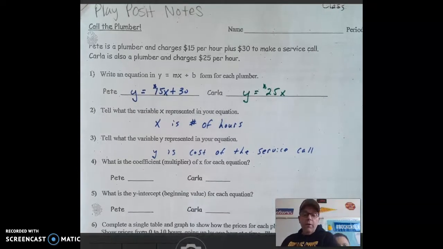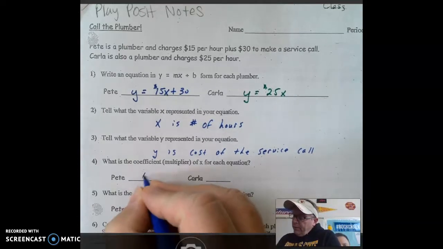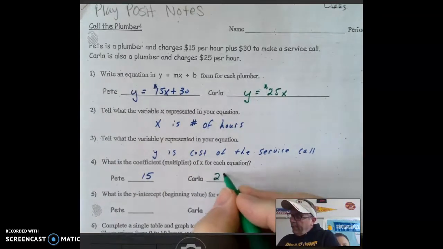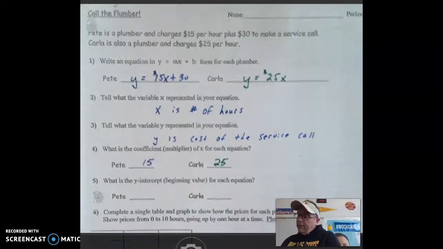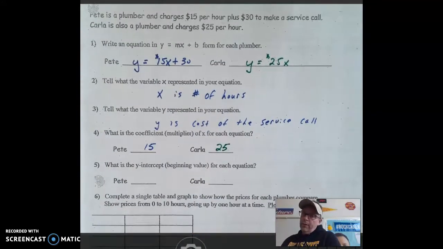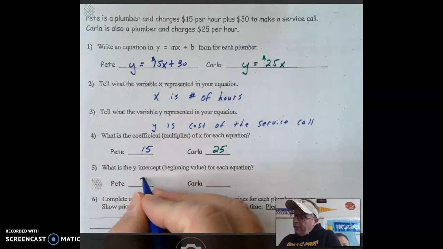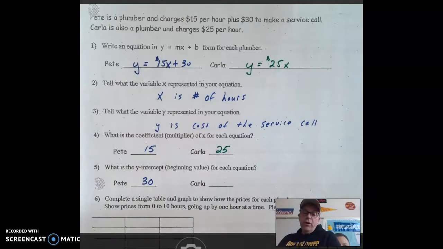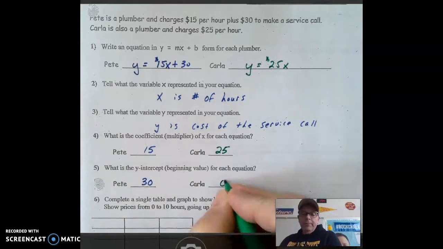So what's the coefficient for each one? Well, for Pete, his coefficient is 15, because he charges 15 per hour. Carla charges 25 per hour. Now there's our y-intercept. Maybe I'll get it right this time. The y-intercept, the beginning value for each one, if you think about it, Pete is going to charge you $30 just to show up at your house. Carla is only going to charge you per hour. So her y-intercept is 0.